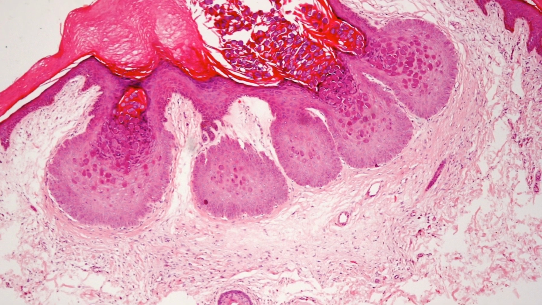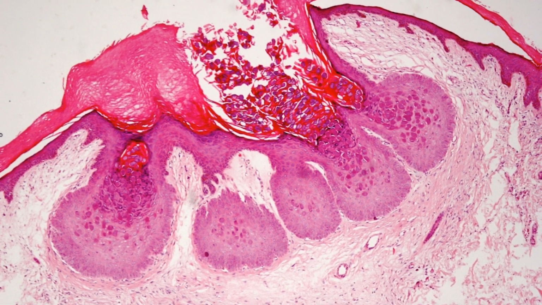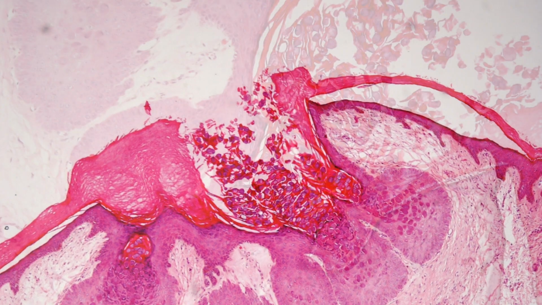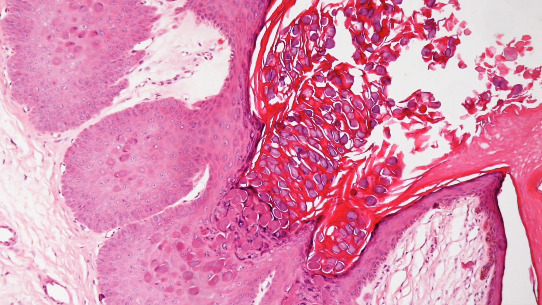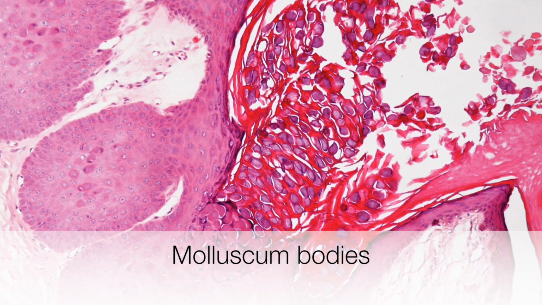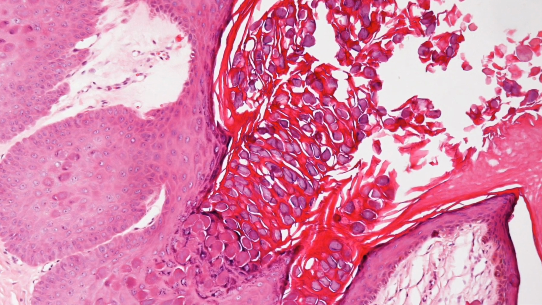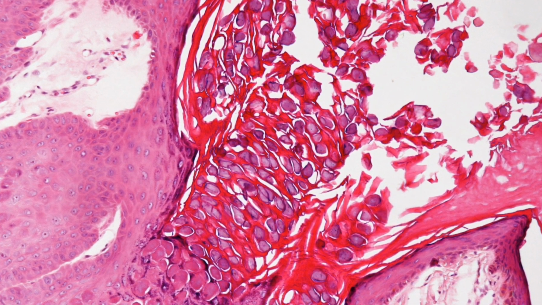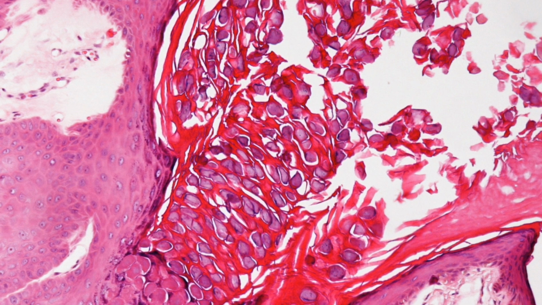Here is another low power view of Molluscum contagiosum. Here you can see the molluscum bodies that arise a few cell layers above the basal layer, and they gradually increase in size as they ascend through the epidermis into the keratin layer.